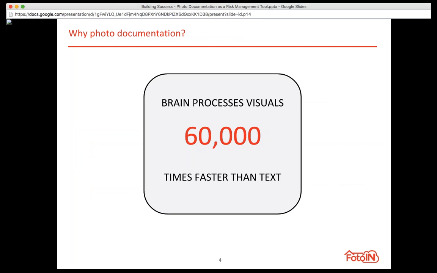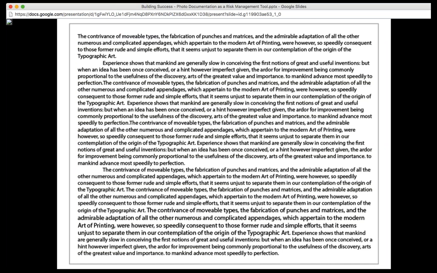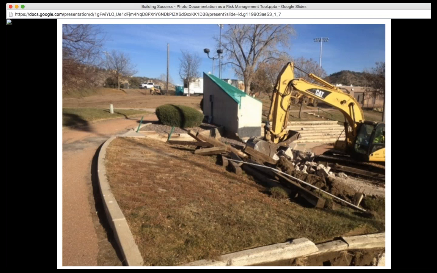So why photo documentation? The brain processes visuals 60,000 times faster than text. I'm going to show you two different visuals. This one is just a ton of words. You're going to try and read it and process it, but you're not going to be able to fully understand every single aspect of this paragraph like you would this next visual. Everything in this paragraph you can find in this visual, and it's a lot easier to process. And with FotoIN, we also have the annotation tool, so you can call out certain things in the photo to really draw attention to the important aspects when you're out on site.